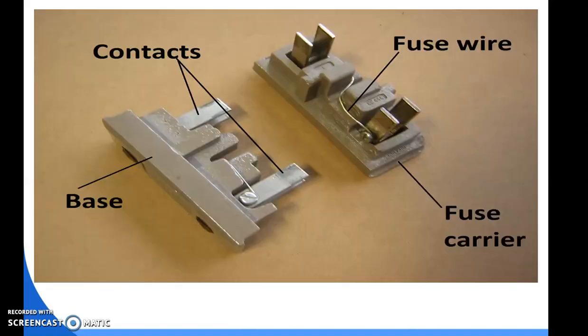So this is the fuse carrier. See here, metal wires are there. This is the carrier which carries the metal wire. You can reinsert this metal wire: when a high current flows through it, you can replace it with a new one. And this is the base. These are made of a porcelain material.